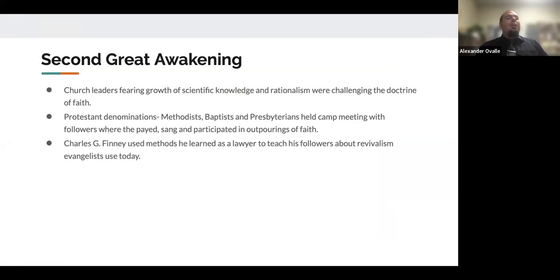Second Great Awakening. All right, so around this time, church leaders were fearing the growth of scientific knowledge and rationalism were challenging the doctrine of faith. Protestant denominations, Methodists, Baptists, and Presbyterians held camp meetings with their followers where they prayed, sang, and participated in outpourings of faith. Charles G. Finney used methods he learned as a lawyer to teach his followers about revivalism, evangelist methods that are used today.